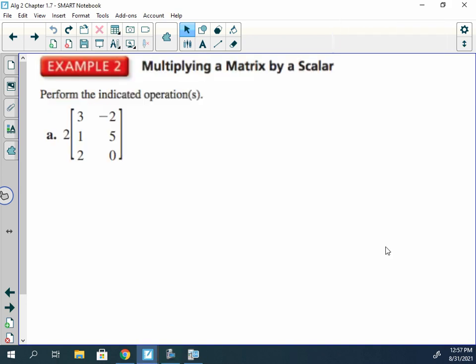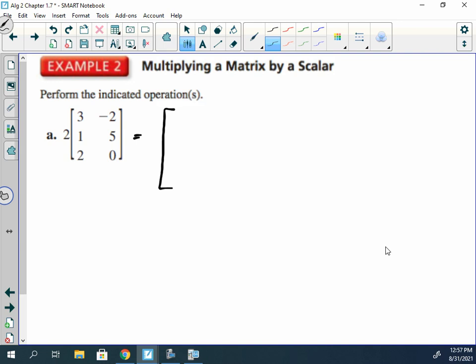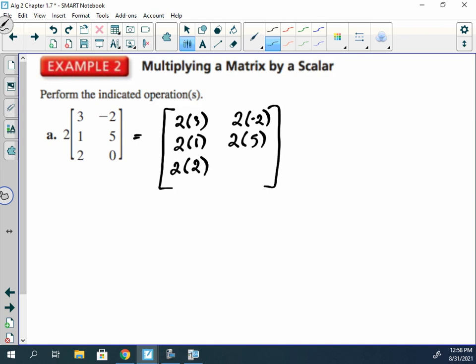So the first example we have with scalar multiplication, and really the main one, is this here. We have 2 times this 3 by 2 matrix. When we scale it, we're scaling every single element by a factor of 2. So we'll have 2 times 3, 2 times negative 2, 2 times 1, 2 times 5, 2 times 2, and 2 times 0.